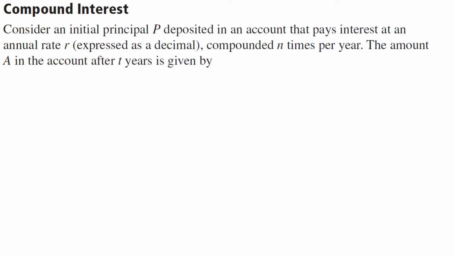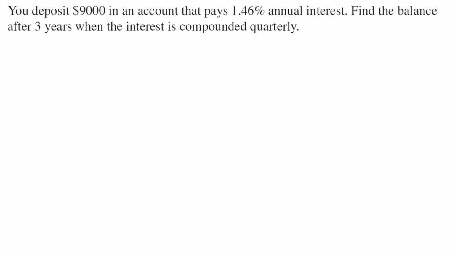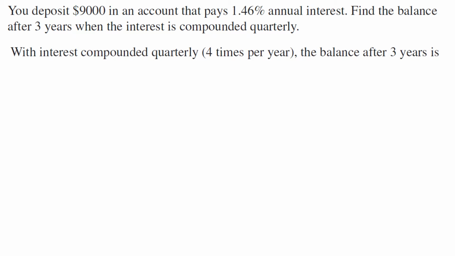Compound interest. So, for example, I deposit money in the bank and they pay me interest at the end of each month, or they pay me interest at the end of each quarter. So say I drop $9,000 in an account at 1.46% interest. Find the balance after 3 years when it's compounded quarterly. Of course, quarterly means 4 times a year.